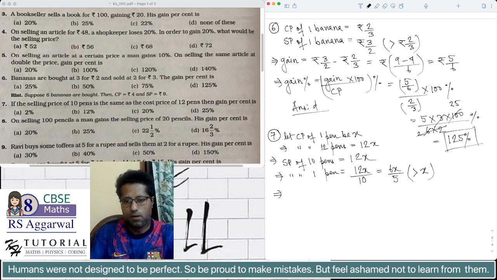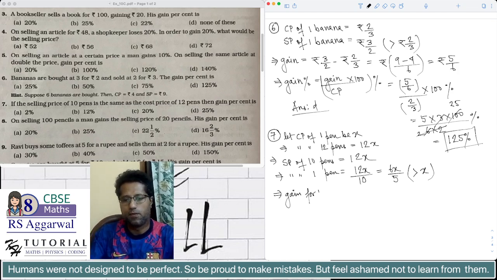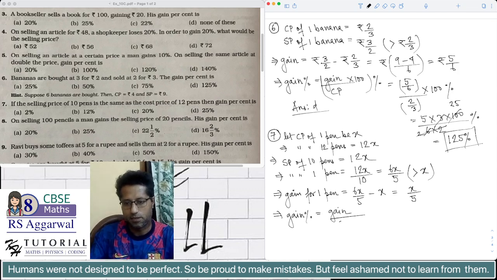Okay, so the gain for 1 pen is equal to 6x by 5 minus x. This is equal to x by 5. This implies the gain percent will be equal to gain divided by cost price, that is, gain for 1 pen divided by cost price for 1 pen, multiplied by 100.